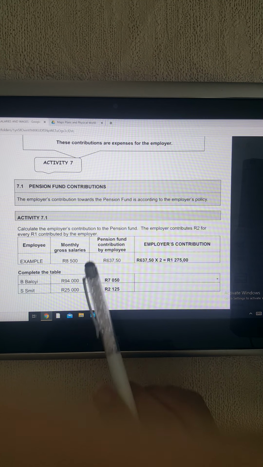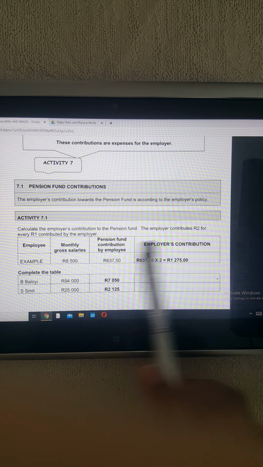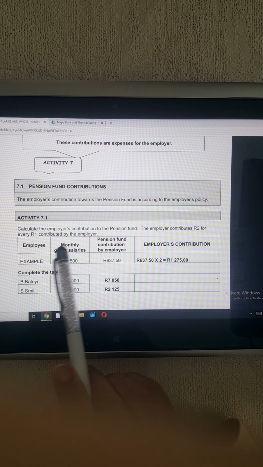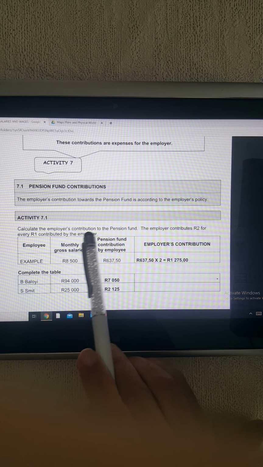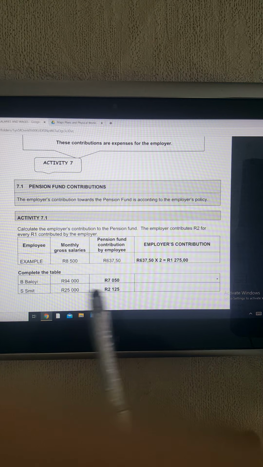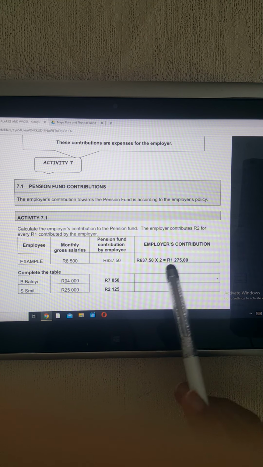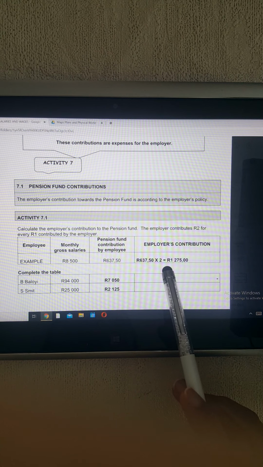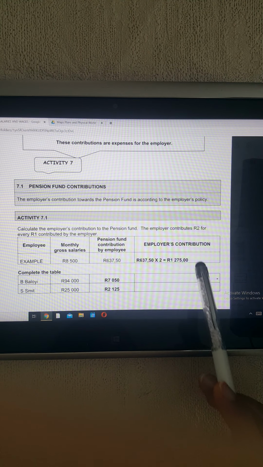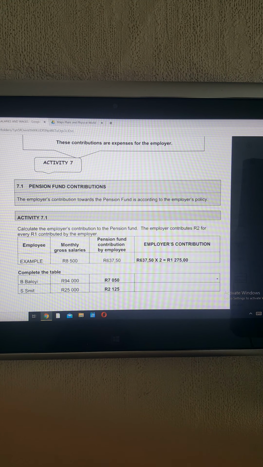So if we want to calculate the employer's contribution, it's telling you here the employer contributes 2 rand for every 1 rand contributed by the employer. Okay, so that's a mistake there. That's by the employee, right? So if the employee is contributing 637.50, he's contributing 2 rands for every 1 rand, which means you need to multiply it by 2, and then you're getting 1275. So this is the amount that the employer is going to pay to the pension fund.